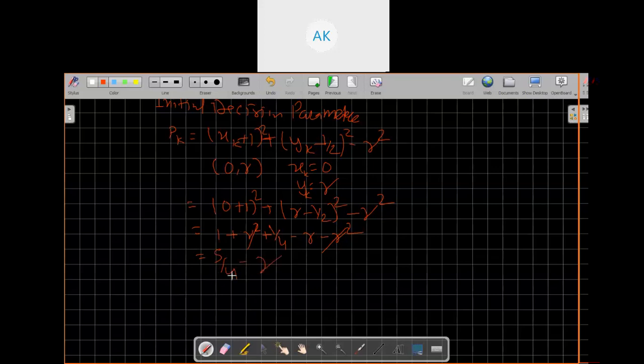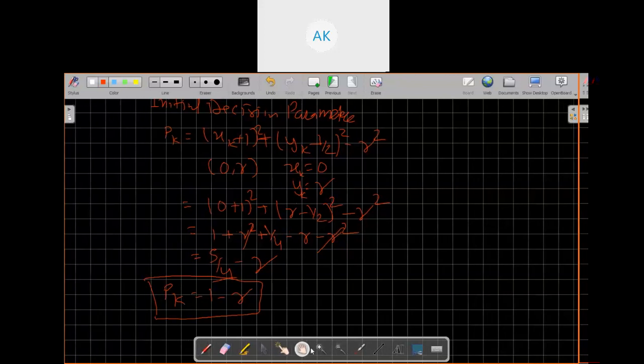Or you can just remove the fractional part and take just the integral part. So your pk, the initial decision parameter, will be 1 minus r. This is your initial decision parameter. Okay, pk is 1 minus r.